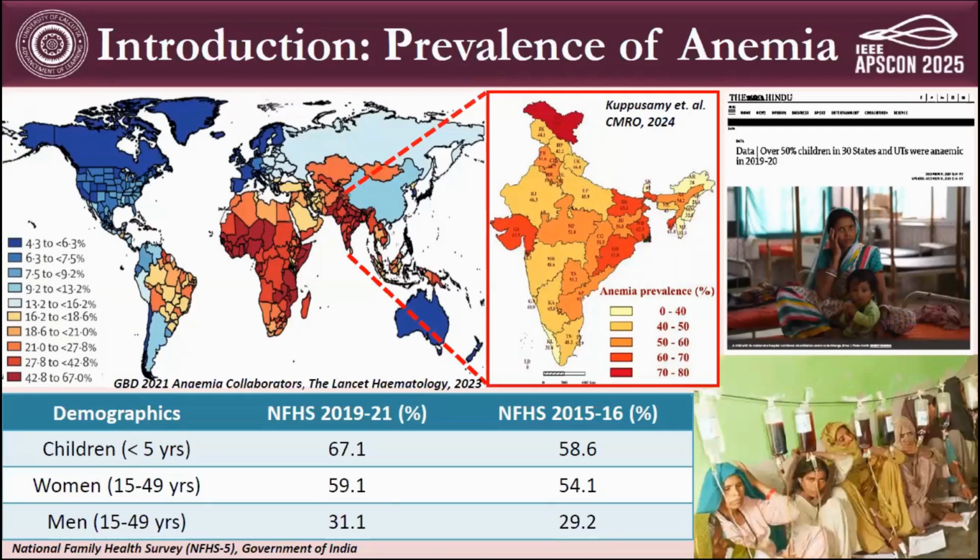The picture here in India is also very concerning. The National Family Health Survey reported that the number of anemic population, or the percentage of anemic population, has only increased over the years.